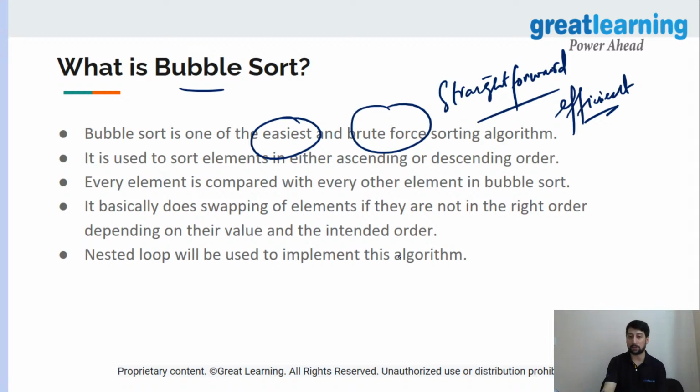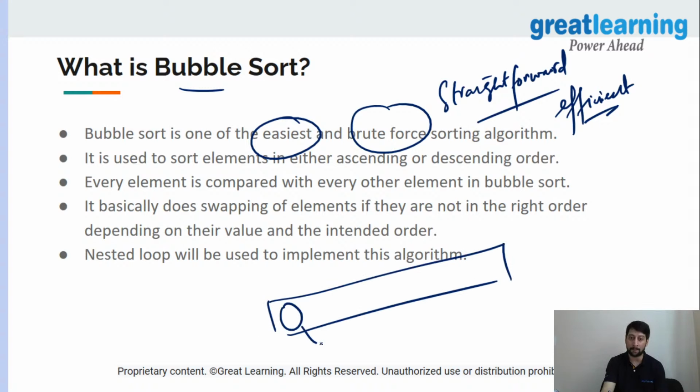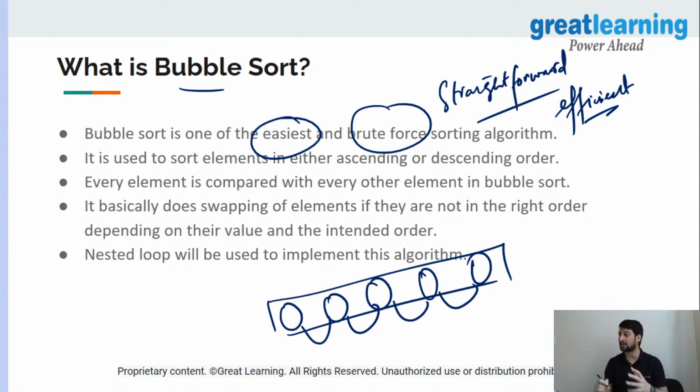Every element in bubble sort, how it works, every element is compared with the other element. We'll talk about the demonstration as well as we will see the implementation, as well as we'll talk about the algorithm itself. Okay, so every element is compared with each other, right? So first element will be compared with second, then first element will be compared with third. Every time each element will be compared with all the rest of the elements, right?